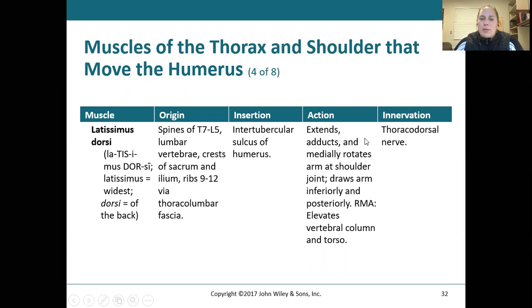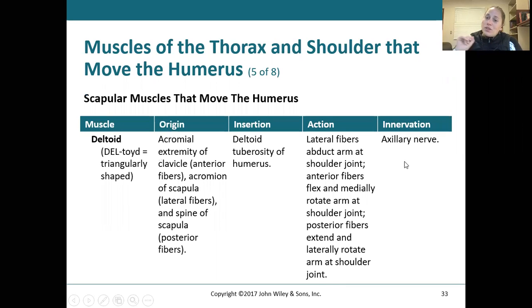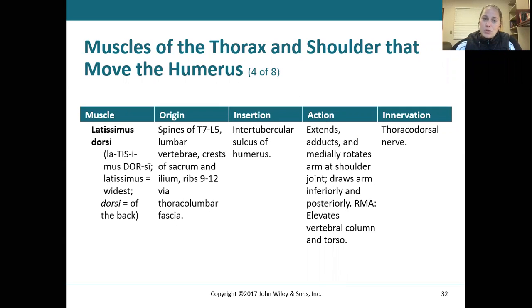And then its action extends, adducts, and medially rotates the arm at the shoulder, draws the arm inferiorly and posteriorly, and elevates the vertebral column and torso. The thoracodorsal nerve is the nerve that innervates the latissimus dorsi.